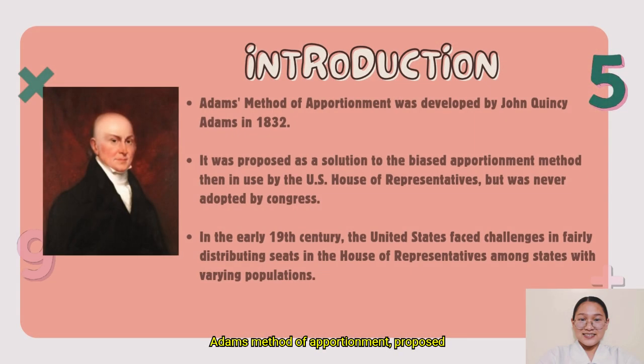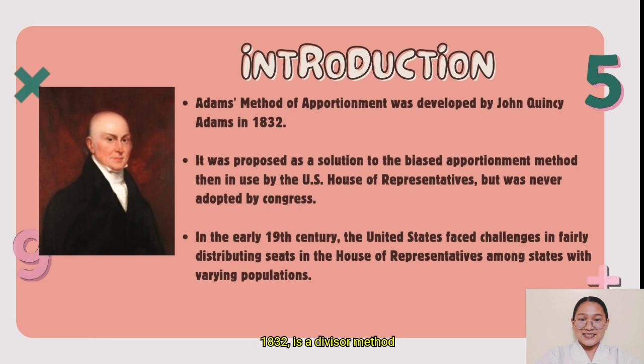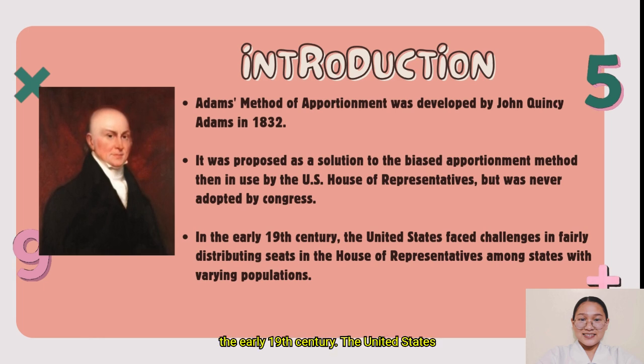Adams' method of apportionment, proposed by John Quincy Adams in 1832, is a divisor method designed to allocate legislative seats proportionally based on population. In the early 19th century, the United States faced challenges in fairly distributing seats in the House of Representatives among states with varying populations.